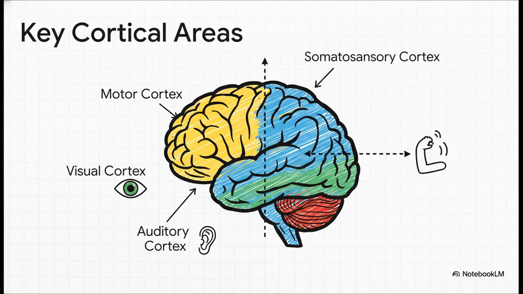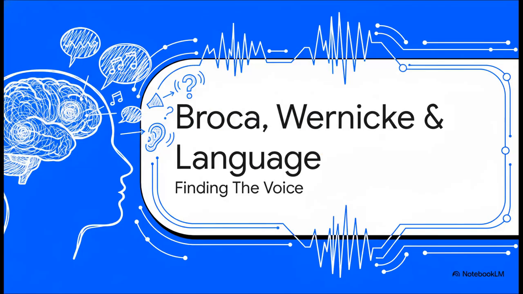So let's say a person has a stroke that damages the motor cortex in their left hemisphere. Well, they would experience paralysis on the right side of their body. Right. Now let's get to the classic evidence that really hammered home the theory of localization.